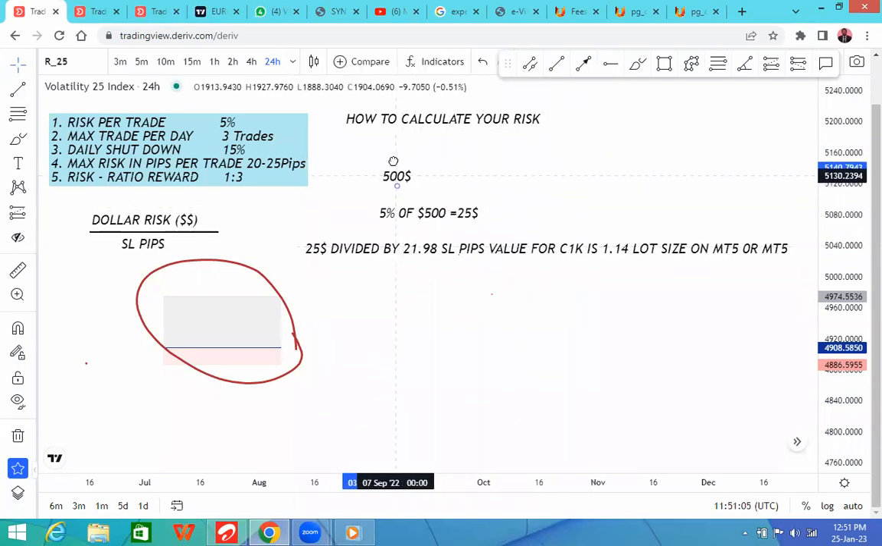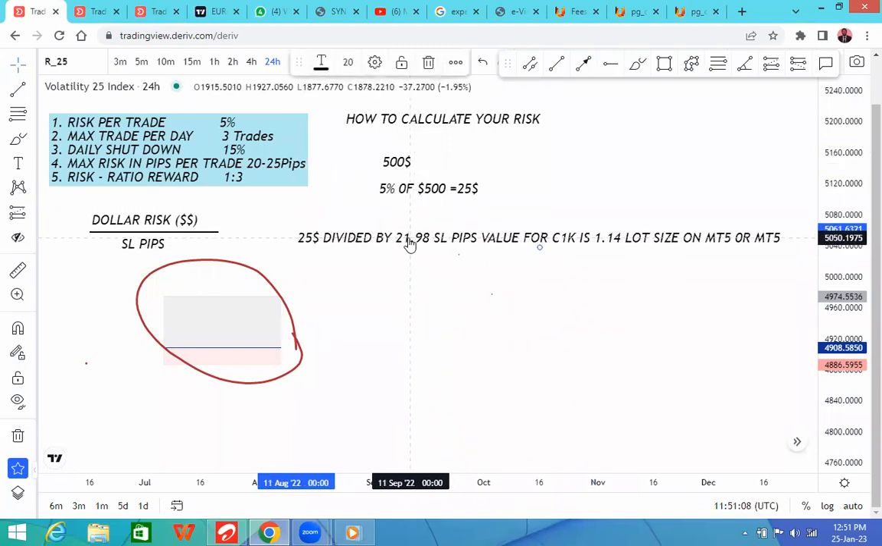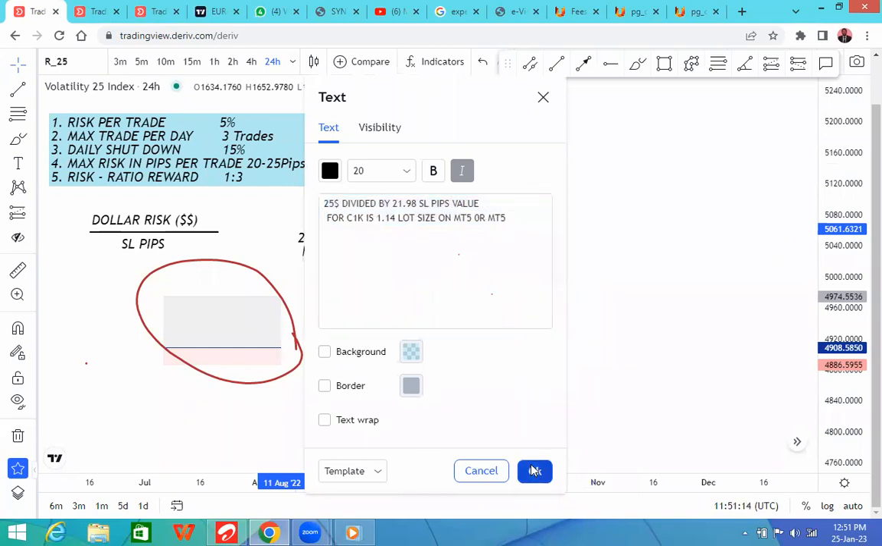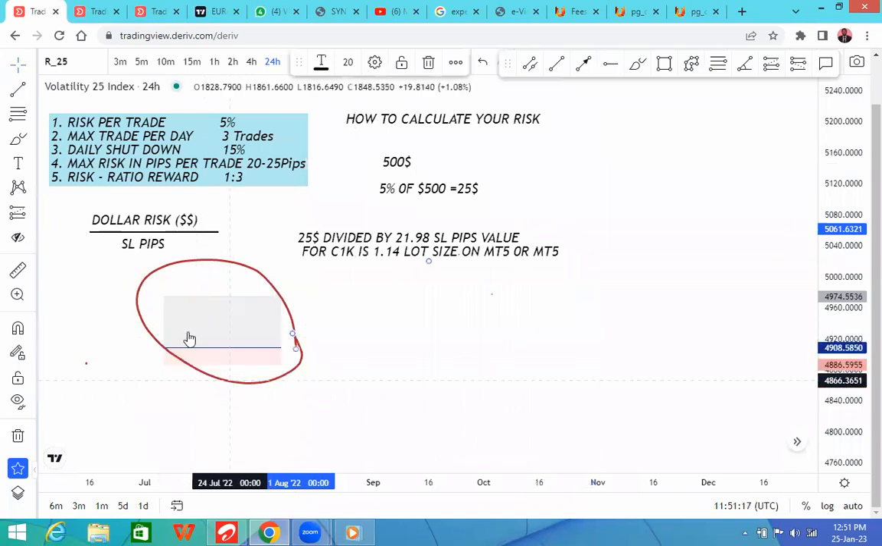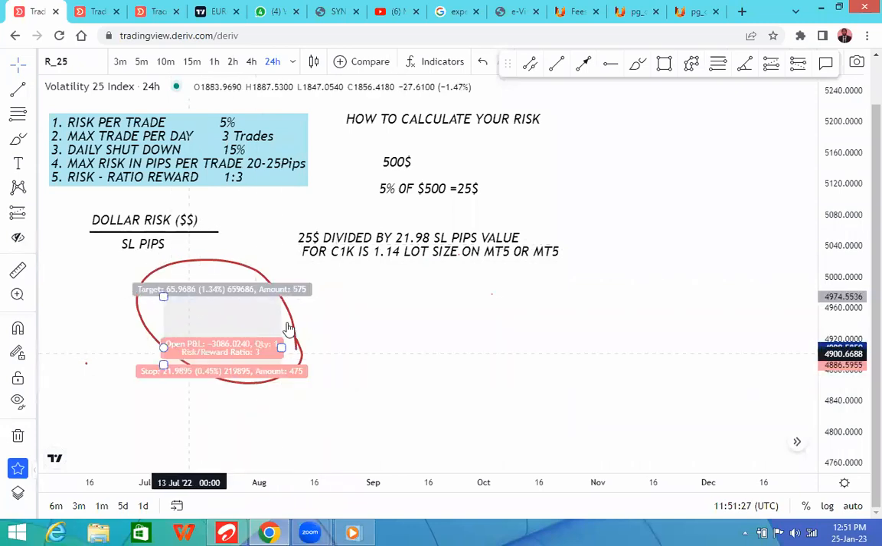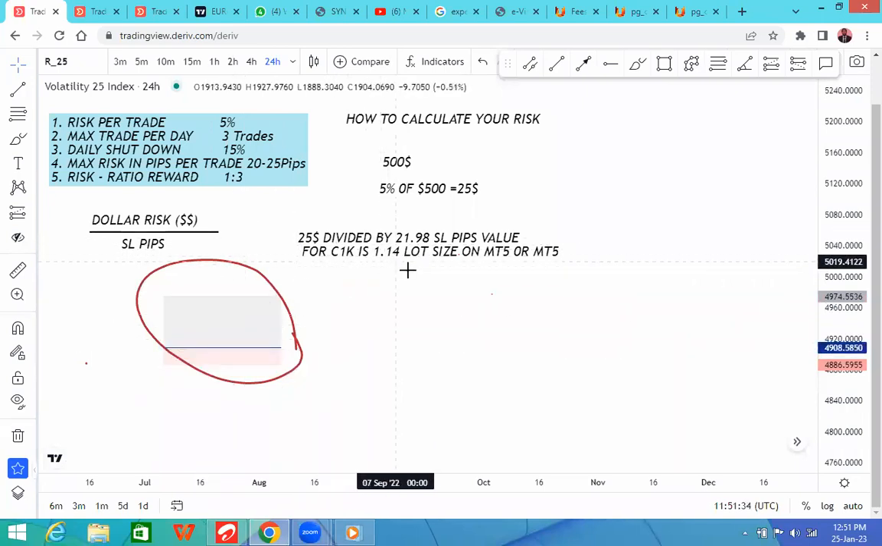So with a $500 account, I'm risking this. What it means is that if I use 1.14 lot size in my account, I'm going to risk $25. So if you don't have up to this, you can't use 1.14 lot size. Let's say you want to risk $3 in that account. It's simply $3 divided by 21.98 pips.